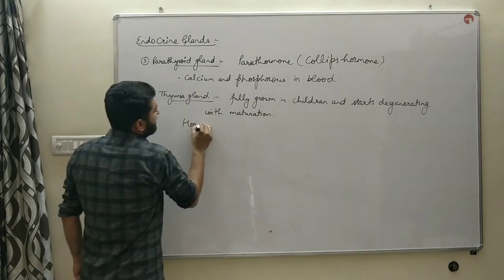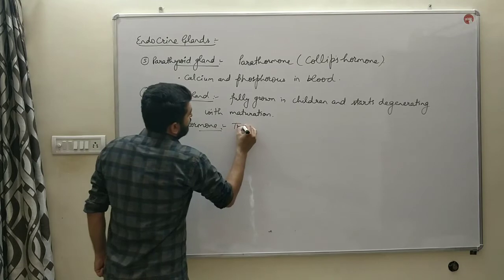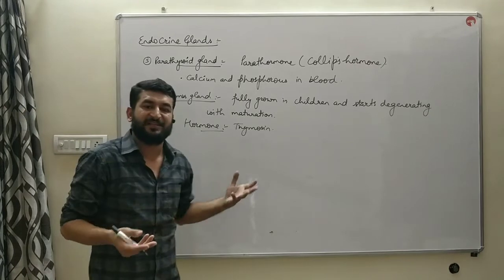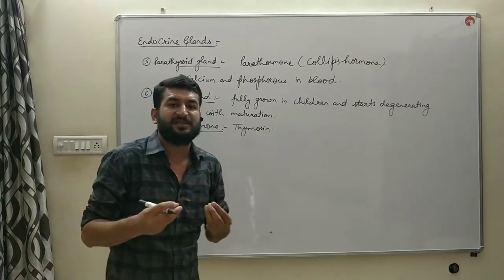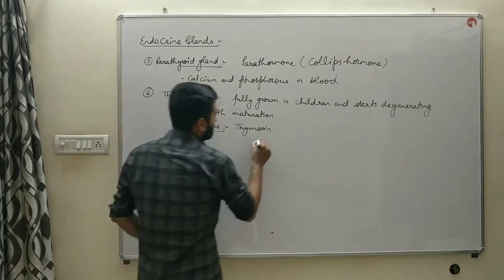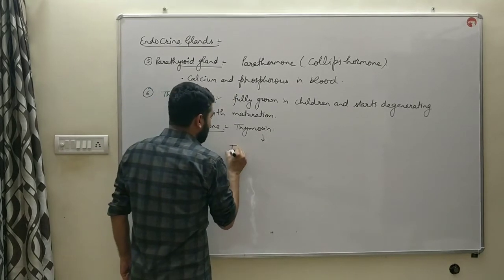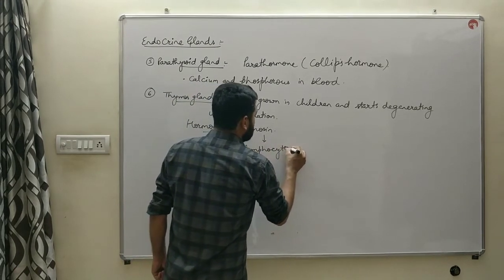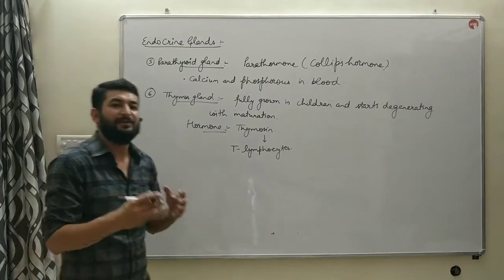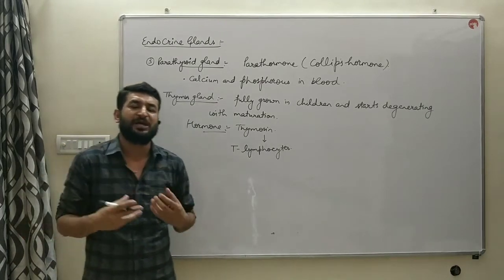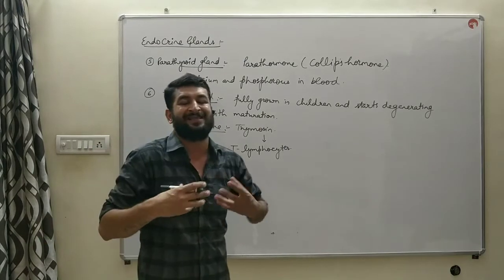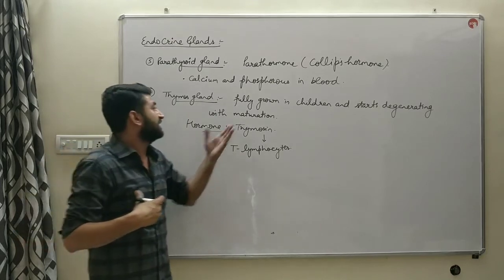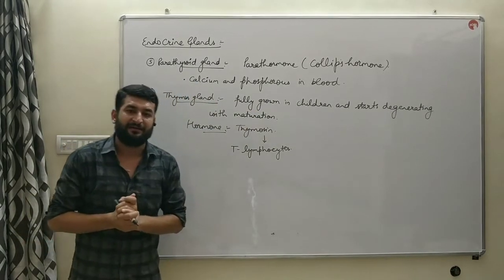The hormone secreted by this gland is thymosin. The hormone is named based on the name of the gland itself, that is, the thymus gland secretes thymosin. What is the function of it? Thymosin regulates the production as well as the maturation of T lymphocytes. It is a kind of WBC which helps in providing us immunity and helps our body fight against pathogens and allergies. So that is the function of the thymus gland.